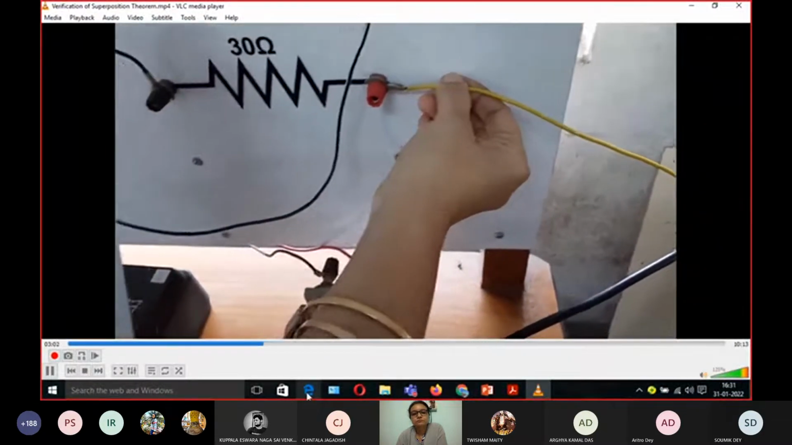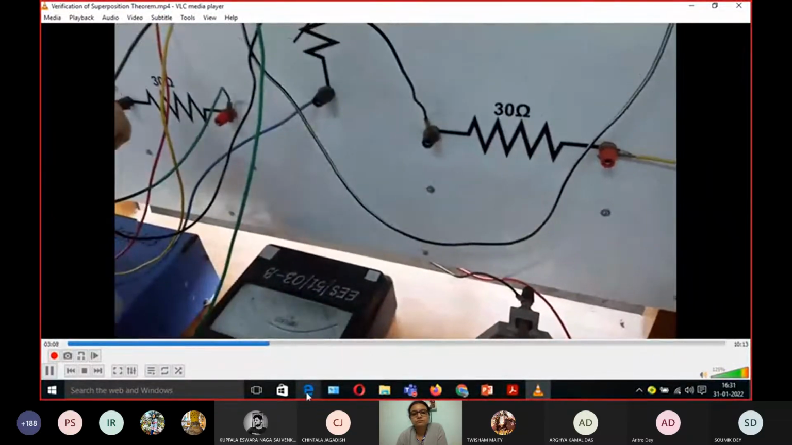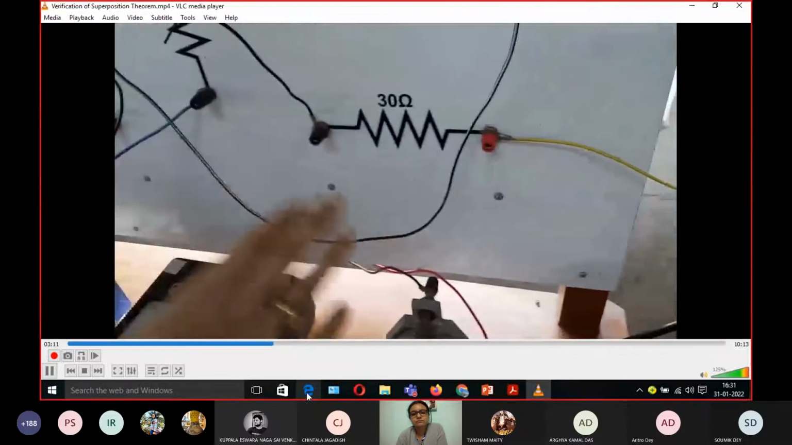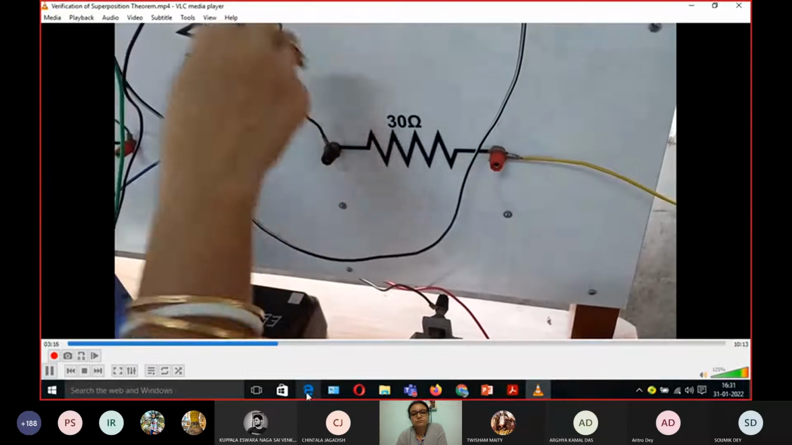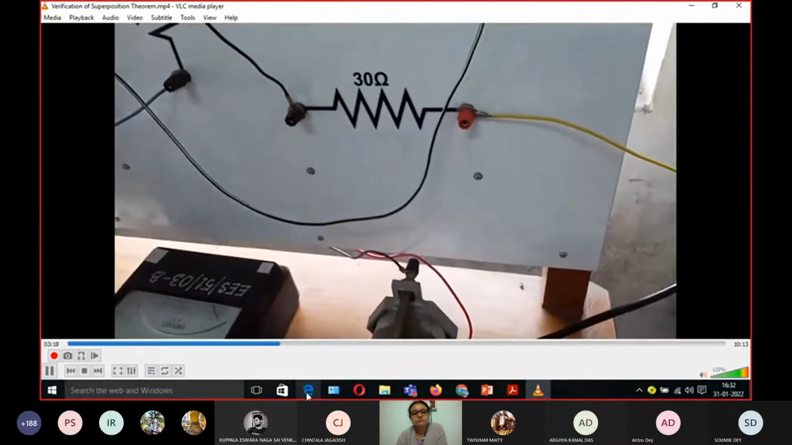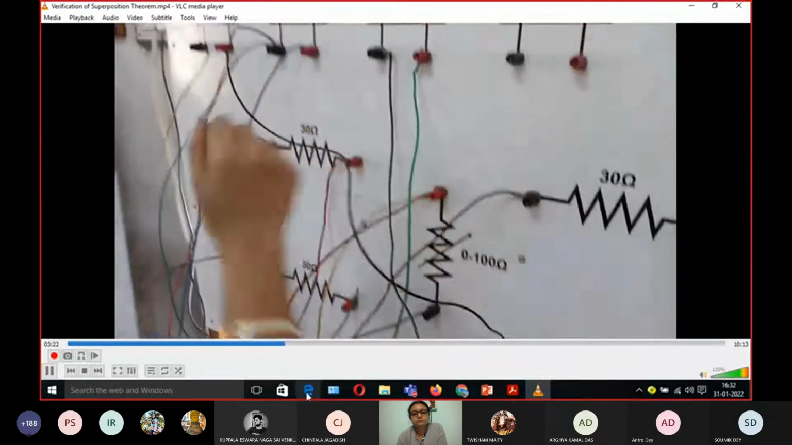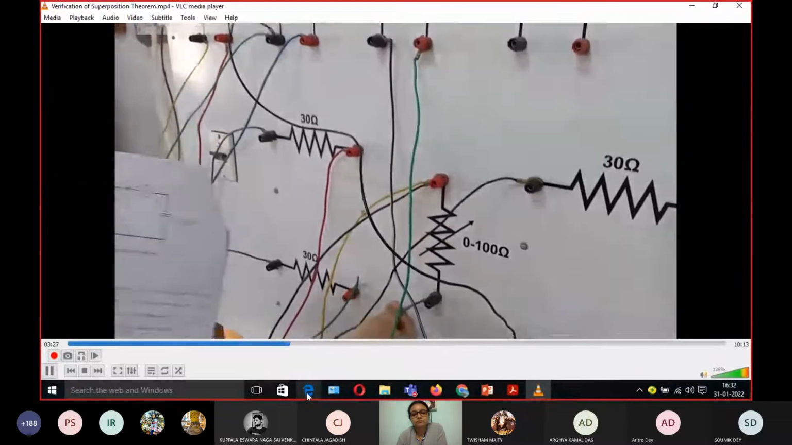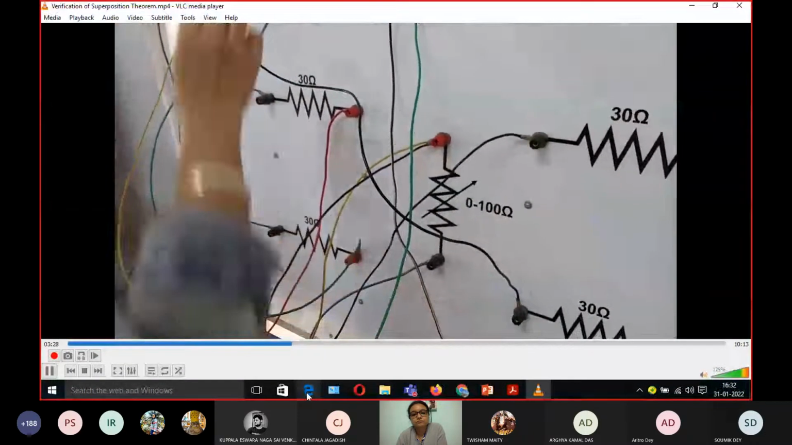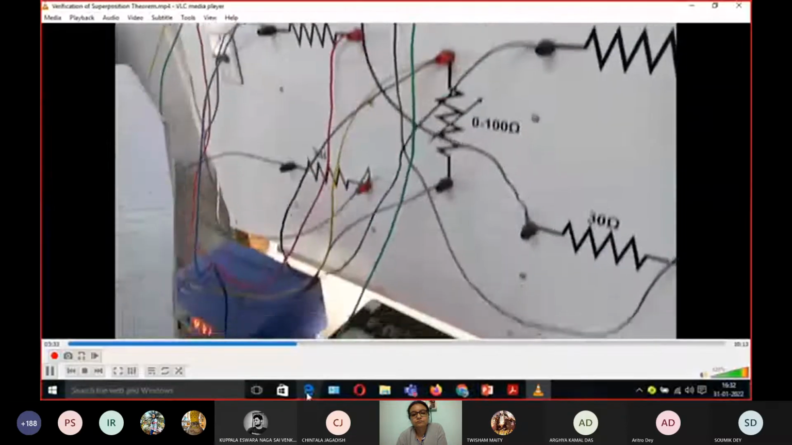Additionally, two resistances are kept here, 30 ohm and 30 ohm. No need to worry about them because the same current is flowing through them. Now from across this terminal, it goes to measure the R3 branch current I3, and from the ammeter this terminal goes back. So these three terminals are again connected. Understood?